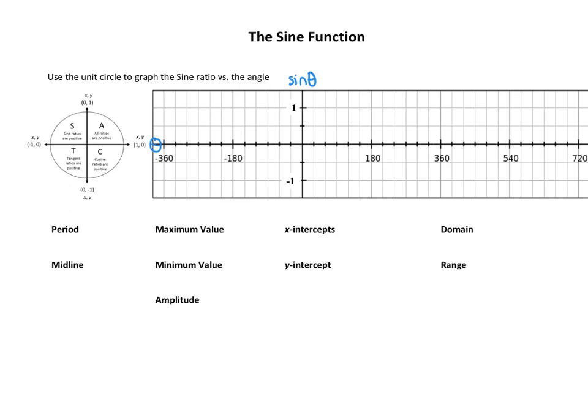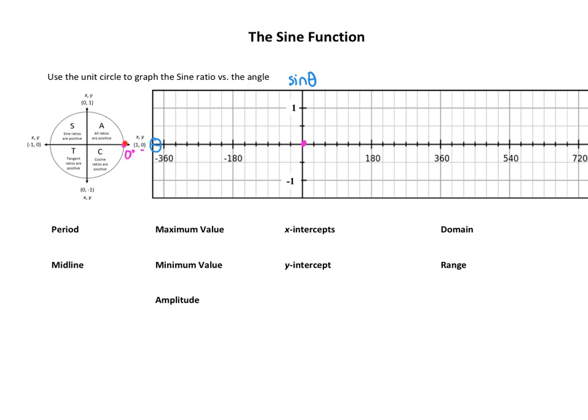So now let's look at the unit circle, and we're going to start at 0 degrees. Remember, we look at the y values when finding the sine ratio. So at 0 degrees, the value of sine of 0 is 0. So we're going to plot that. Here at 0 degrees, we're going to go up 0.